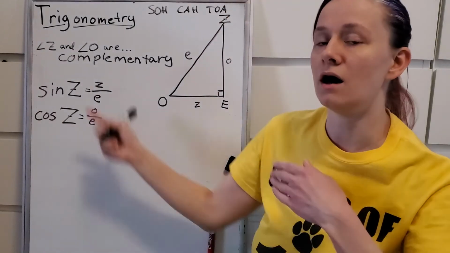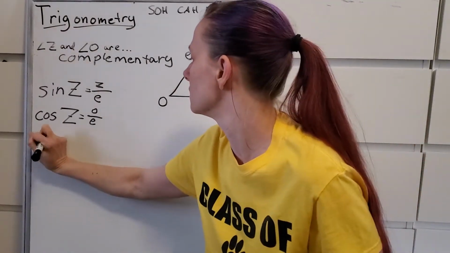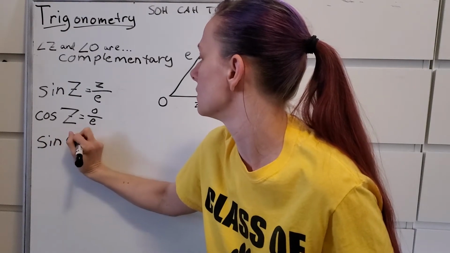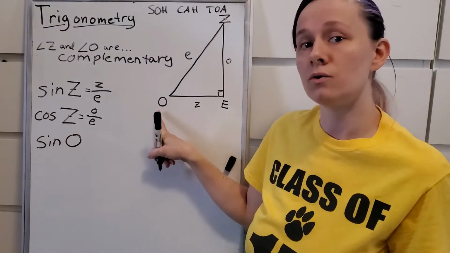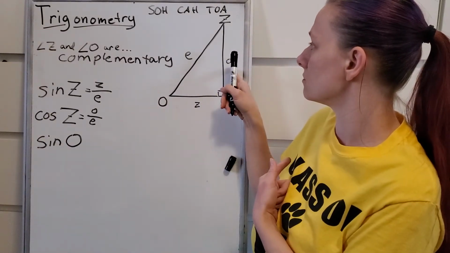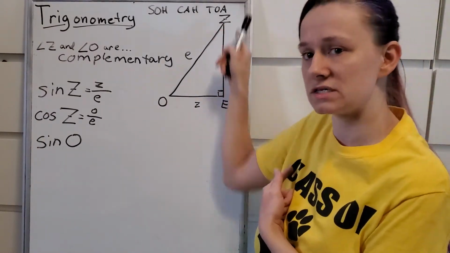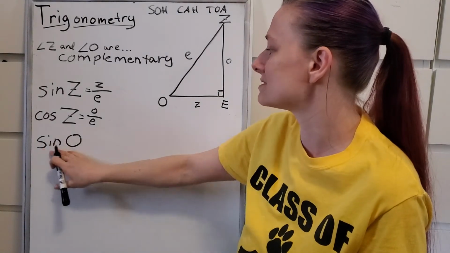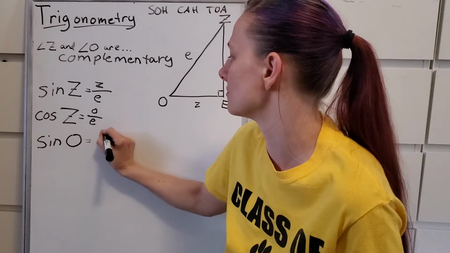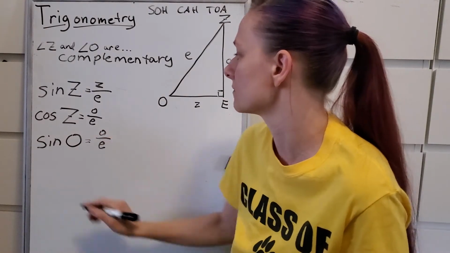So now we do the other angle. So O, well, the opposite of O is the side that was adjacent to Z. So the sine of O is going to end up equaling the cosine of Z. It's going to be the same thing. It's O over E.